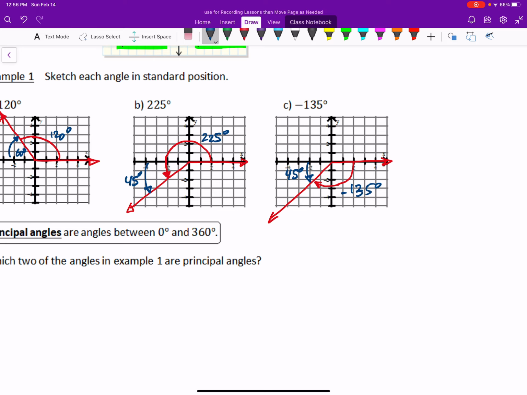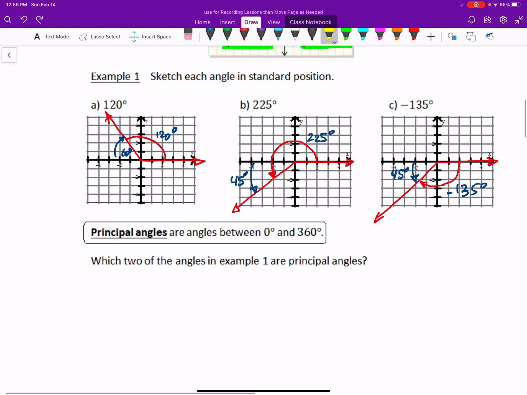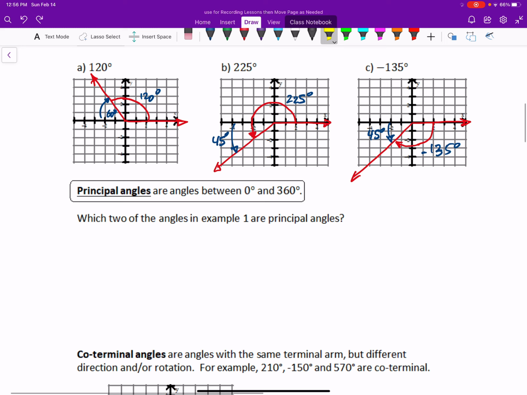Notice how these two are exactly the same terminal arm. They're really the same angle. They're just being measured in a different direction. But they get to the same terminal arm. Principal angles are angles between 0 and 360. So if we're talking about principal angles, we're not talking about negative angles.